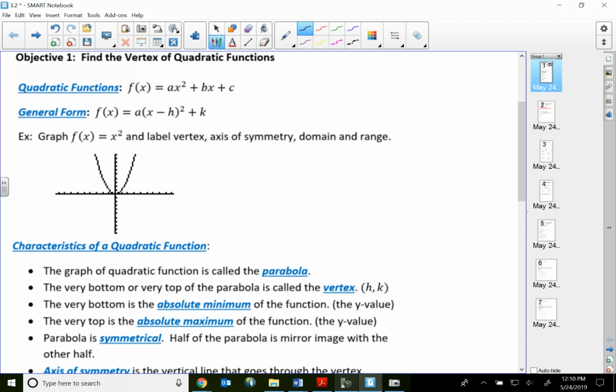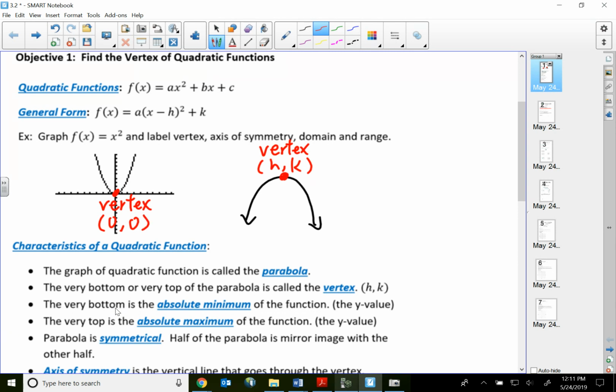So if I have a parabola that opens downward, then the very top will also be called the vertex. If I open up, the very bottom is your vertex, which we denote as h and k. The x value is h, the y value is k. So for this vertex right here, for my x squared function, my vertex is located at 0, 0.